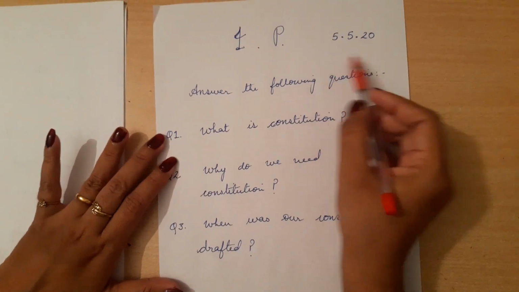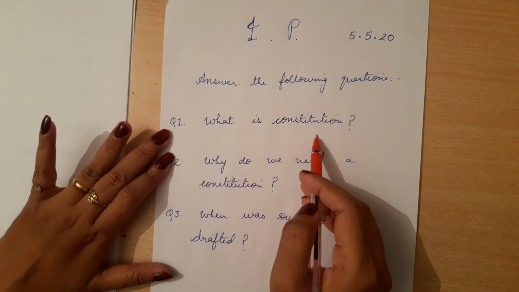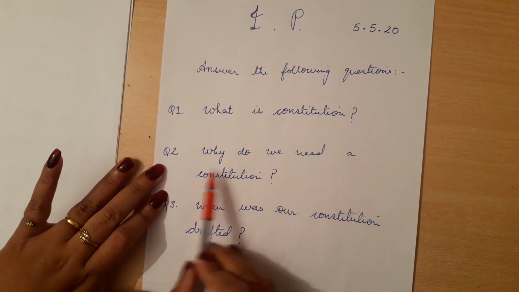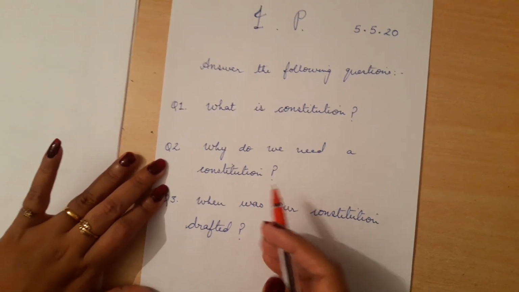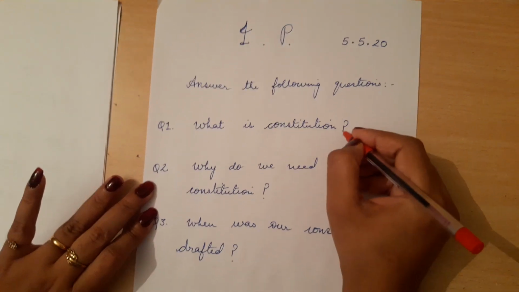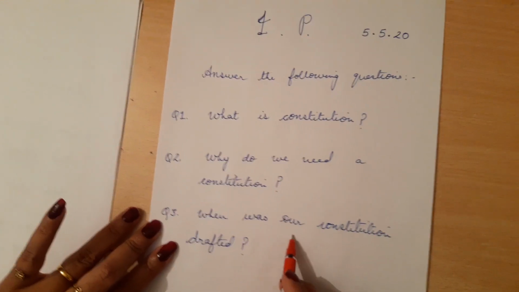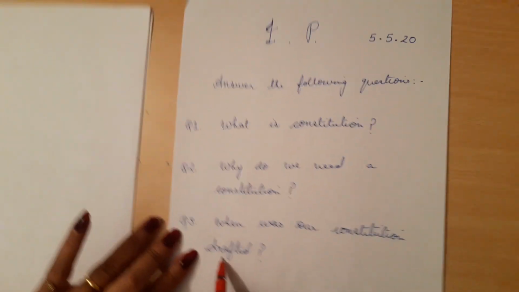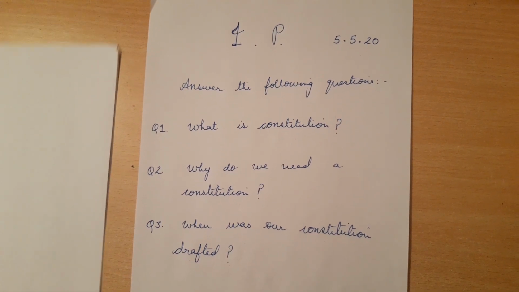Today's IP is: what is a constitution? You can write in your own words. You can take help from your PDF which has already been forwarded to you all. Then, why do we need a constitution? Another very important question of the chapter. And then, when was our constitution drafted? So these 3 questions I have asked you. These 3 have to be answered. This is your IP today.